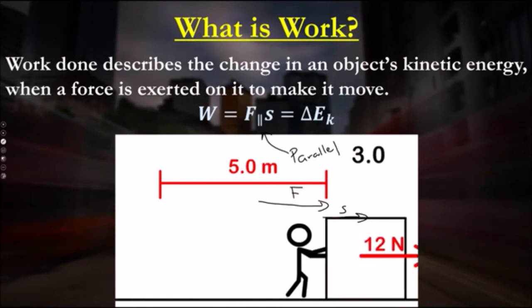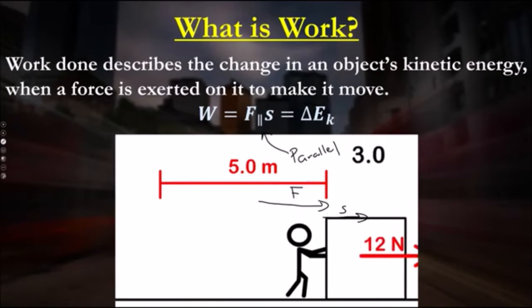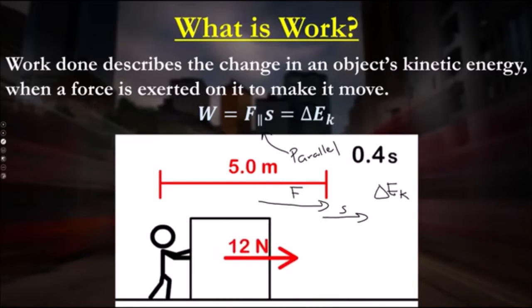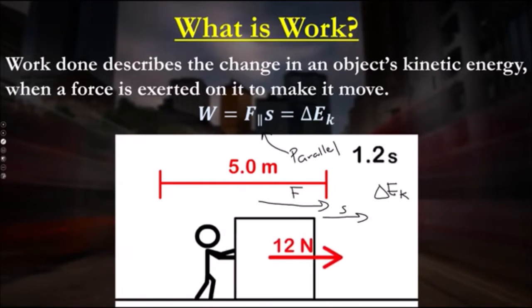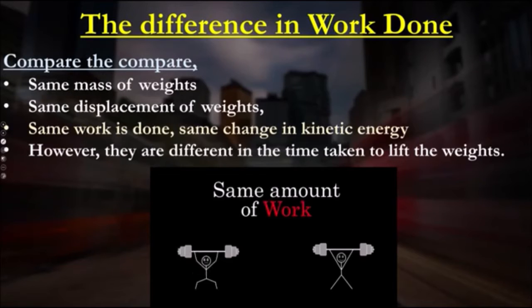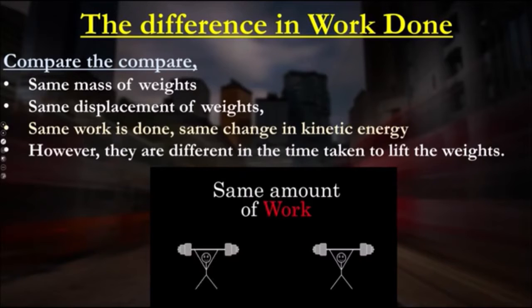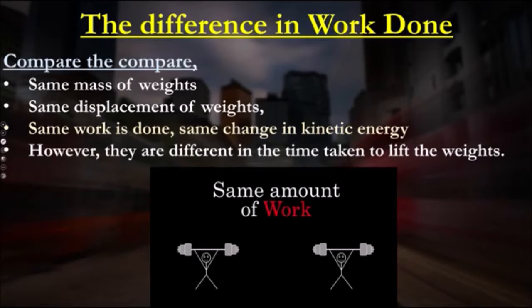If the object is originally stationary and now it's starting to move, that means not only are we causing work, we're causing a change in kinetic energy, because if we have a moving object, we have kinetic energy. That's how it's defined. Let's try and change the situation up here. You have the compare the pair, same mass of weights, same displacement of weights, same work is done, same change in kinetic energy. However, what you can see is the rate in which they are doing this work is different.